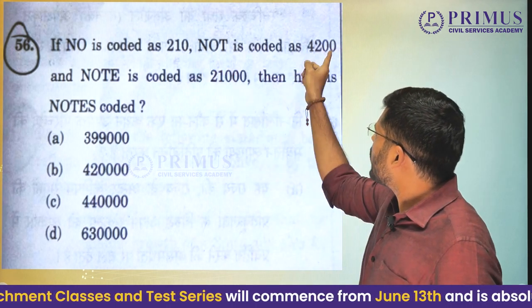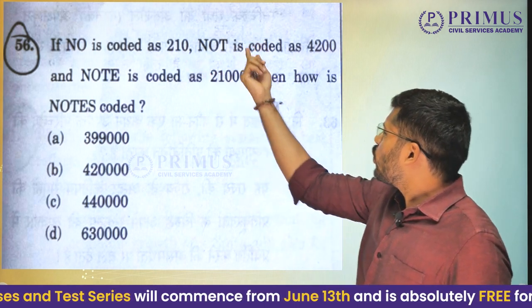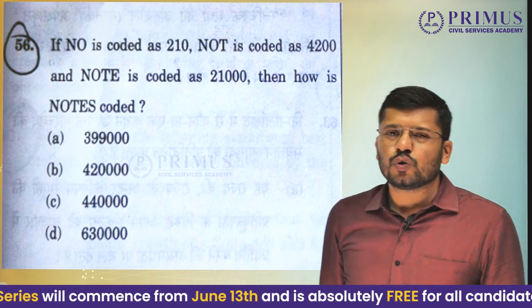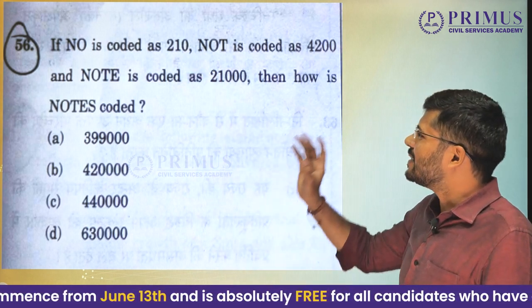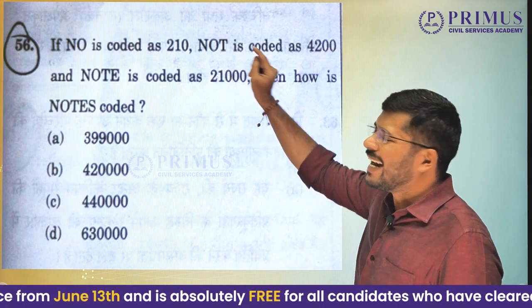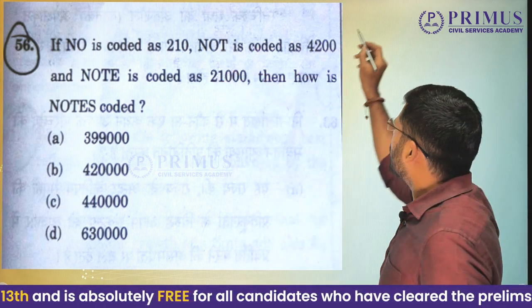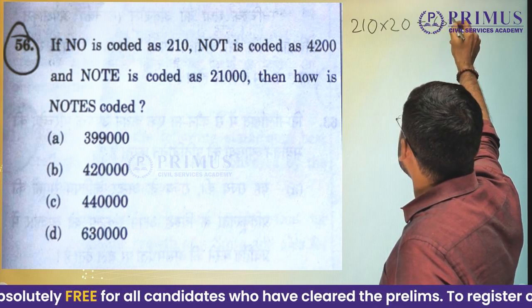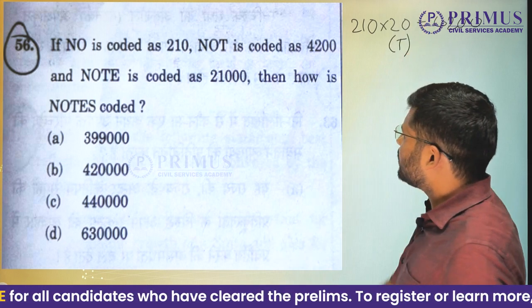It changed from 210 to 420. Now observe one thing, twice of 21 is 42, and they had added one more 0. So it means that they multiplied 210 with 20. Now is there any relationship between T and 20? Yes, T is the 20th letter in the alphabet. So 210 into 20 will give us 4200, because T is the 20th letter.